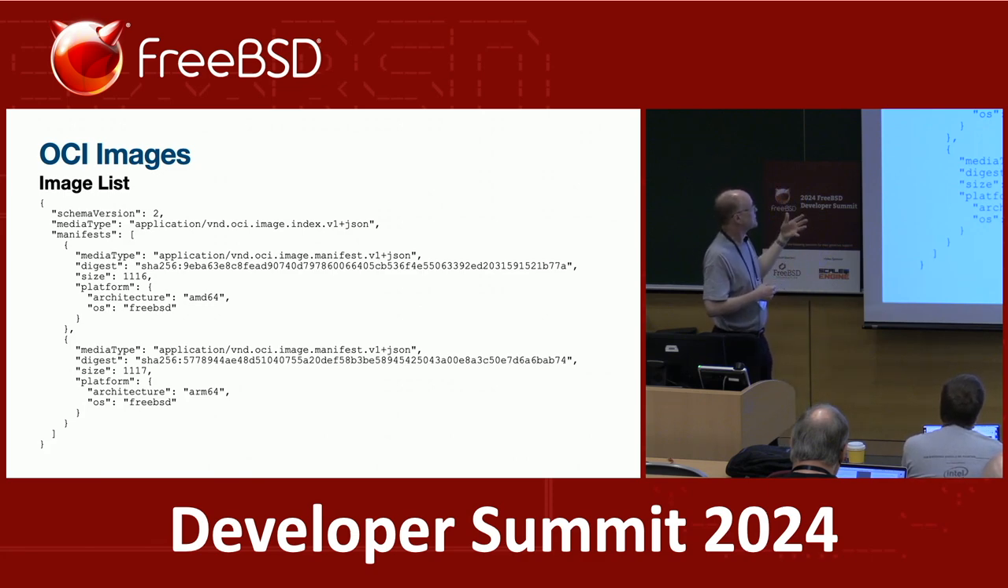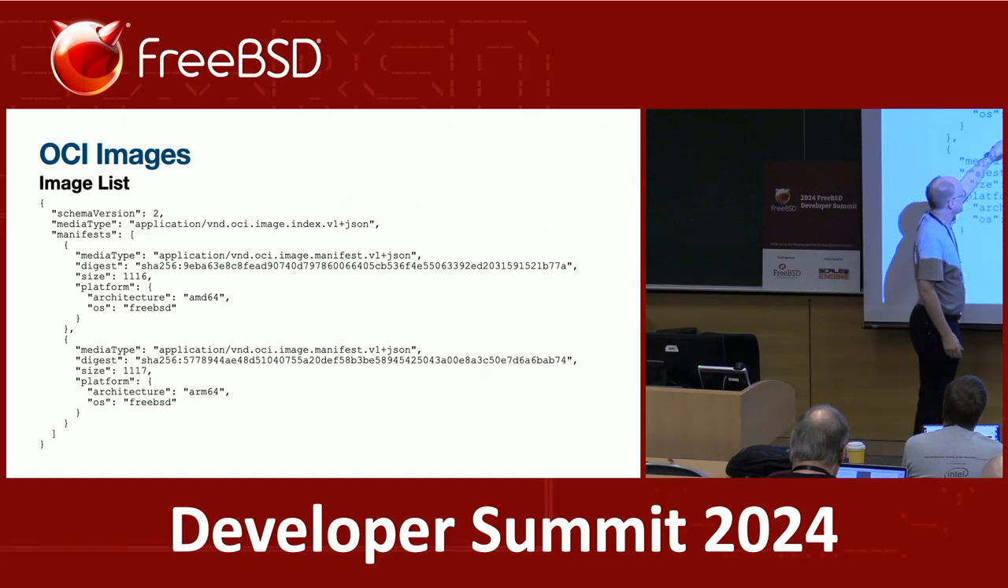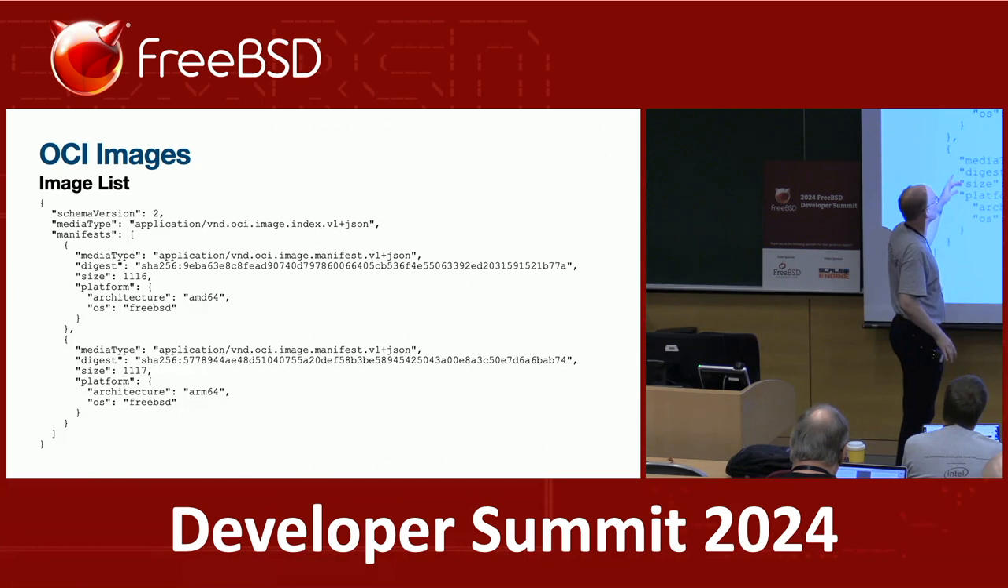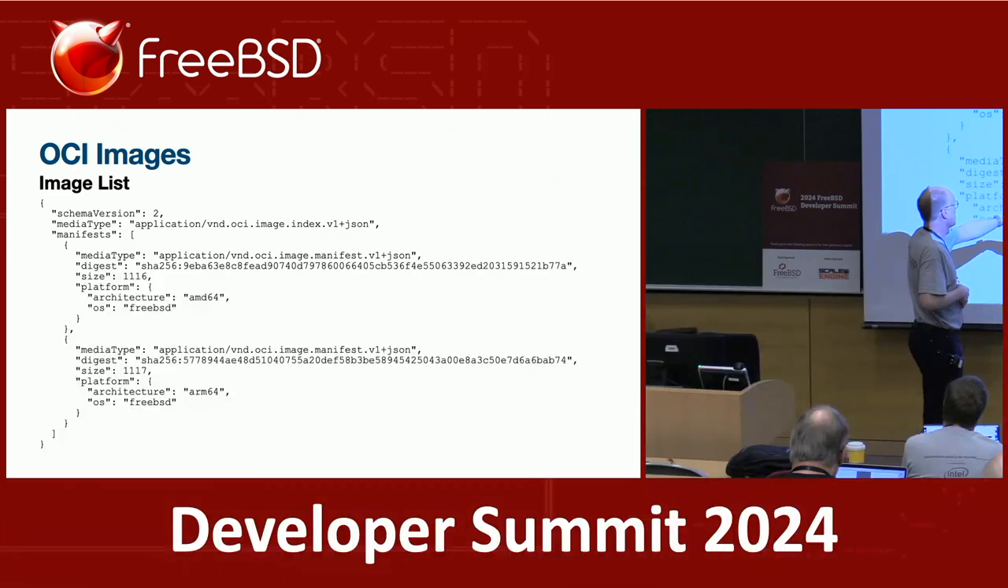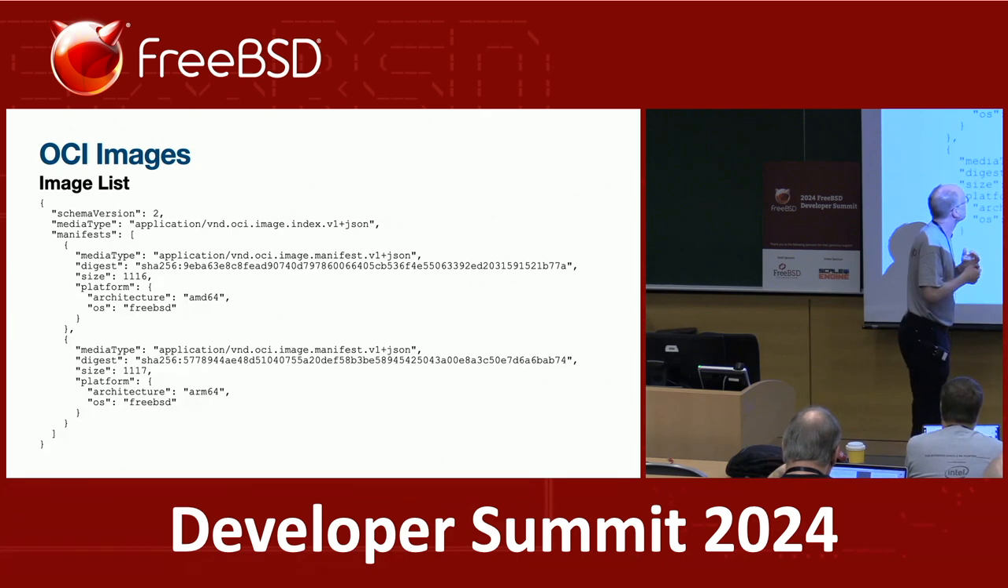So this image list has two images in it. They're both FreeBSD images. We've got two different formats, two different architectures supported. There's AMD64 and ARM64. So if I run this image on my Raspberry Pi, it'll pick this one. If I run this image on my desktop back at home, it's going to run this image because it's an x86 system.